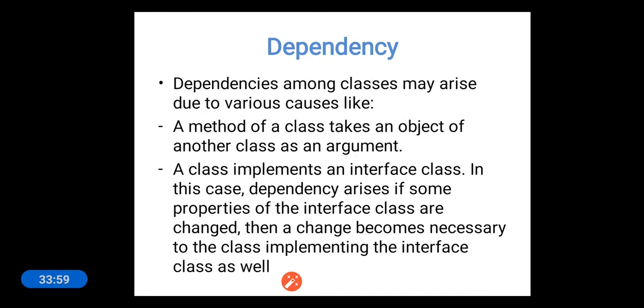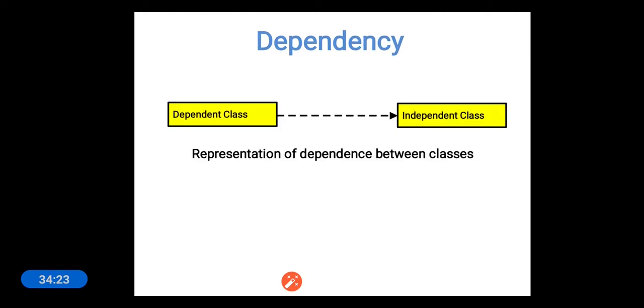Dependencies among the classes may arise due to reasons like a method of a class takes an object of another class as an argument, or a class implements an interface class. In this case, dependency arises if some properties of the interface class are changed, then a change becomes necessary to the class implementing the interface class as well. So this is how we represent the dependency among the two classes.